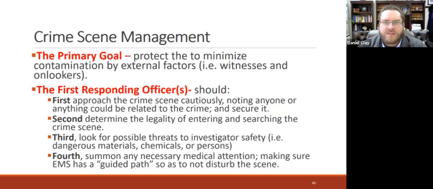So like we don't want witnesses and onlookers trampling on the grass. We don't want things to get disturbed. We don't want things to get knocked over. We want to minimize contamination from the outside because, again, the more fingerprints or footprints we have from the outside, the more difficult it's going to be to narrow down who the perpetrator is.